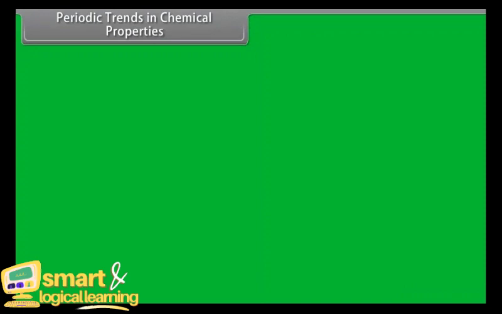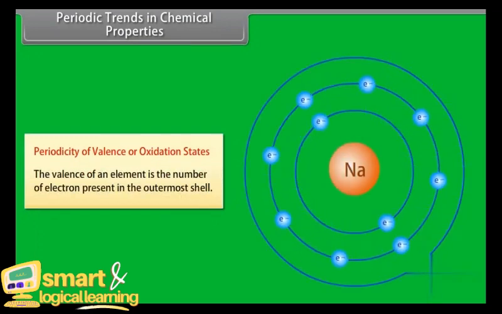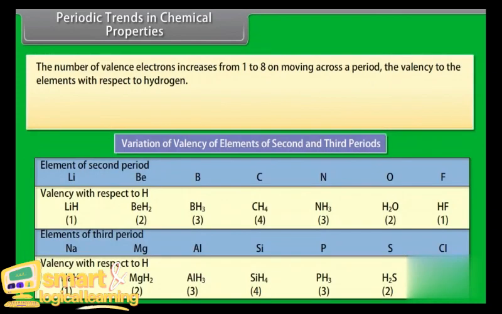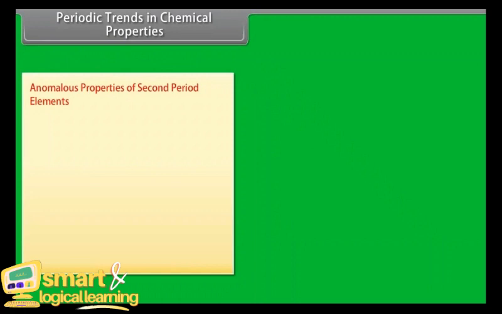Periodic trends in chemical properties. Periodicity of valency or oxidation states. The valency of an atom is the number of electrons present in the outermost shell. The number of valency electrons increases from 1 to 8 on moving across a period. The valency of the elements is also considered with respect to hydrogen. On moving down a group, the number of valency electrons remains the same and therefore all the elements in a group exhibit the same valency.